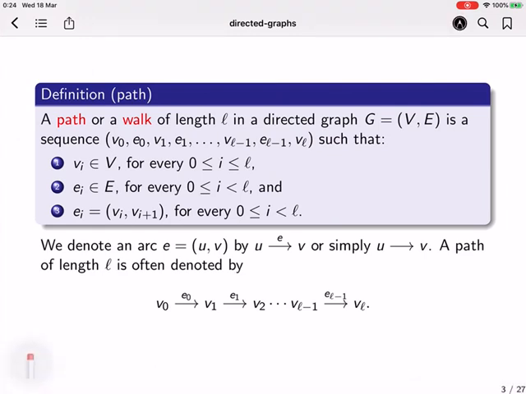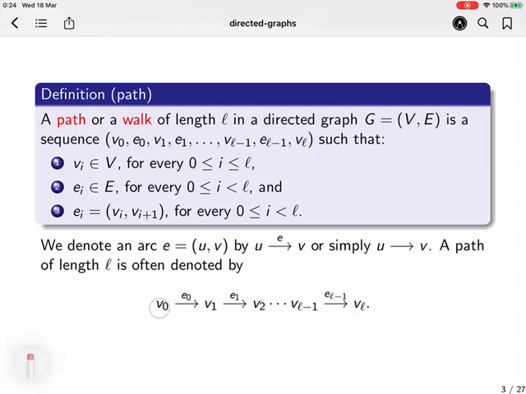Let's define paths or walks in a directed graph. So what is a path or a walk of length L in a directed graph? It's simply a sequence of the following form. You have a vertex, V0. This is the first vertex in the path. And then the next vertex in the path is V1, and V0, V1 is the directed edge E0. Then after V1, we have an edge E1, which connects V1 to V2, and so on. You can see a simpler depiction of this in the bottom of the slide.